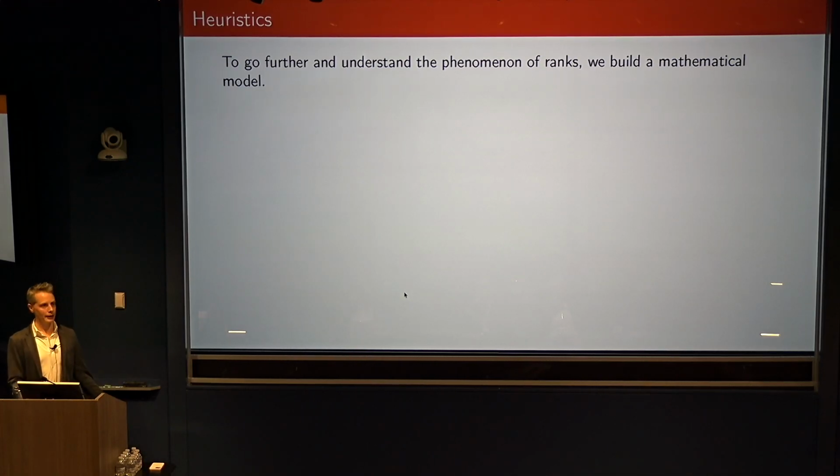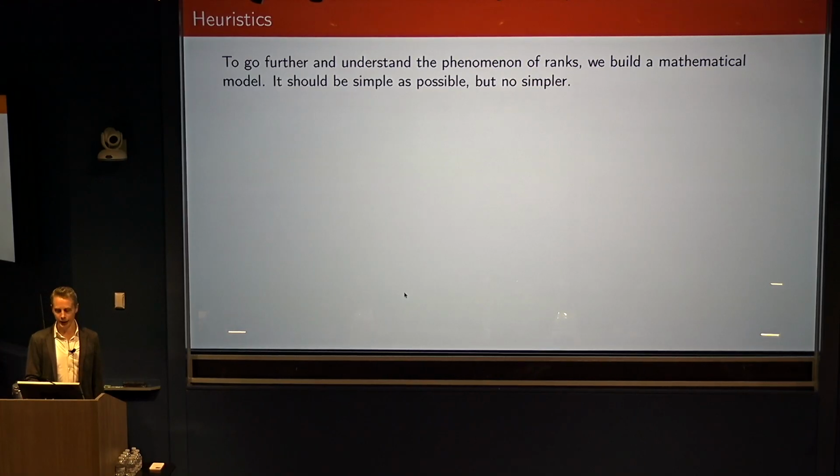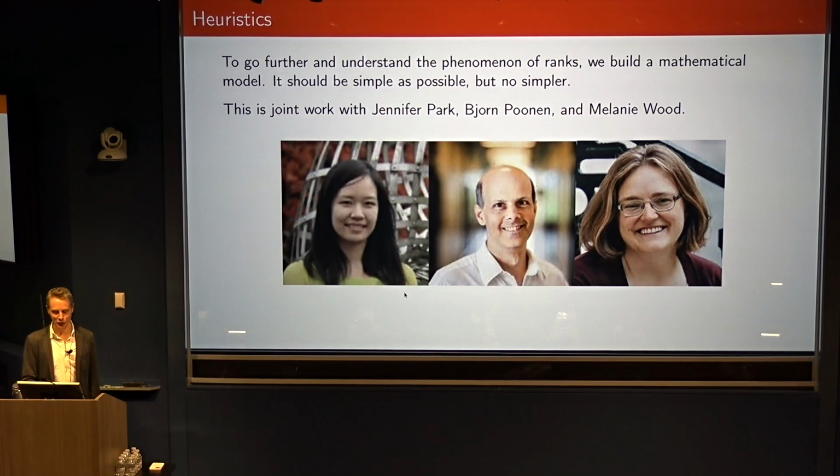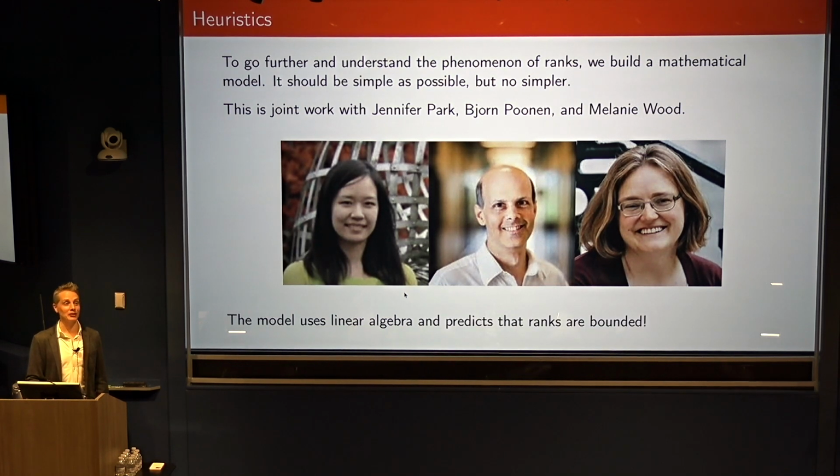That's what we do, right? It just happens that they're elliptic curves. Like any good model, it should be as simple as possible, but no simpler. This is joint work with Jennifer Park, Bjorn Poonen, and Melanie Wood. And the model is a linear algebra-based model, and it predicts that ranks are bounded.